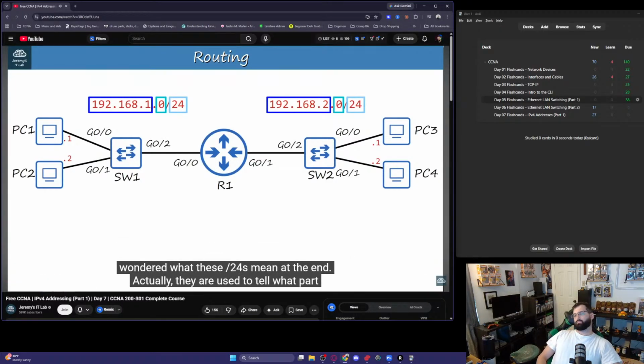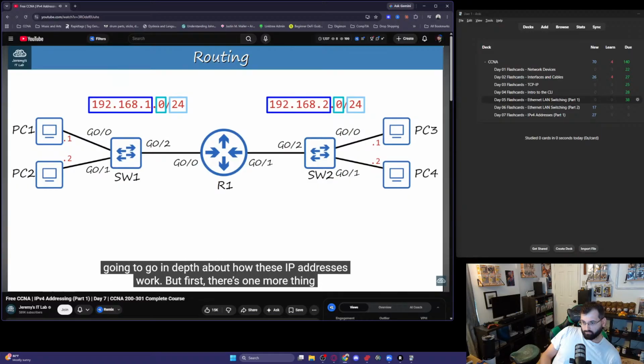Also have wondered what these /24s mean at the end. Actually, they are used to tell what part of the address represents the network and which part represents the end hosts, the PCs. /24 means that the first 3 groups of numbers represent the network. In this video, I'm going to go in depth about how these IP addresses work.